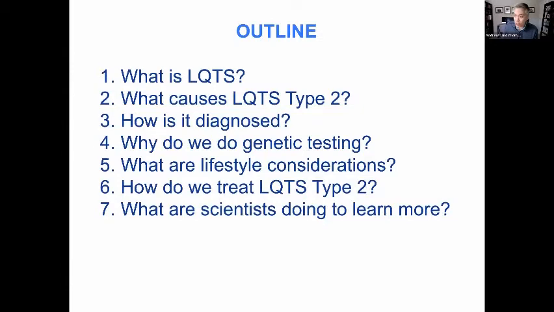So what is long QT? What are the causes of specifically long QT type 2? How is it diagnosed? Why do we do genetic testing? What are some lifestyle considerations? How do we treat it? And what are scientists doing to learn more so that we can push the boundaries of how to help patients just like you?